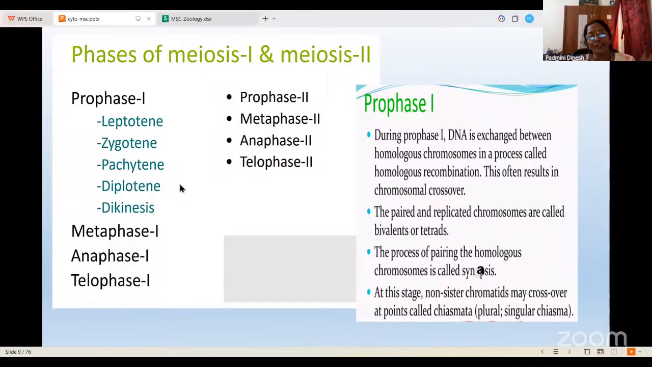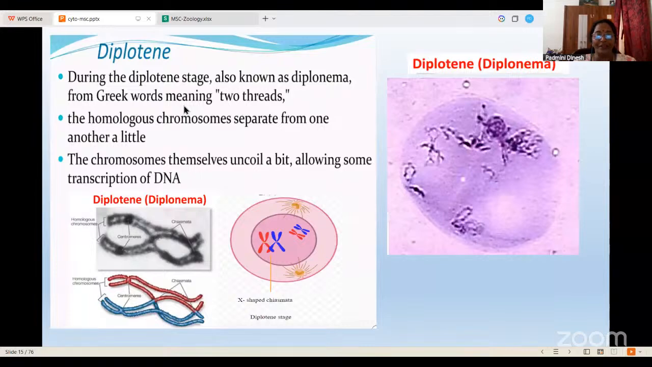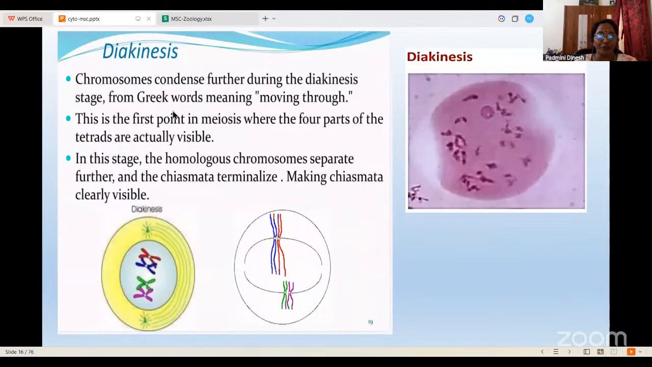If you remember that, you'll be able to write prophase 1 very clearly, because in your book it is mentioned: describe prophase 1 in detail. When you describe prophase 1 in detail, you will have to talk about leptotene, zygotene, pachytene, diplotene, and diakinesis. Because I've given you all these points, you can go through them and write them for your examination.